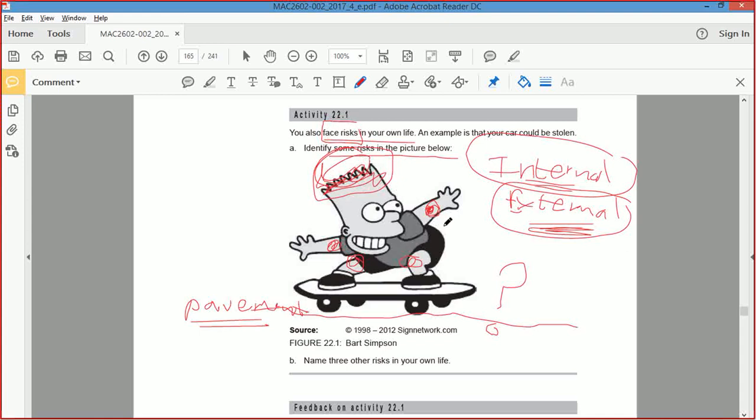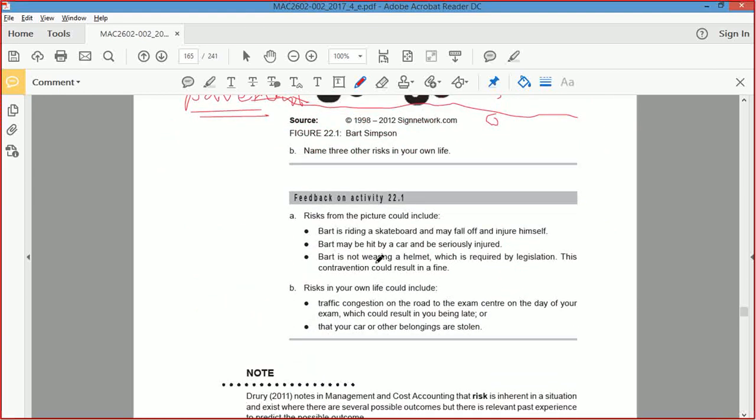So good or bad. Risks could be even like having fun. Don't you agree he's having fun? Yes, sir. So obviously that could be a risk, not having fun. He looks happy. He's enjoying the sport. Here they described it as he might fall, he might injure himself, he might be hit by a car. He's not wearing a helmet.